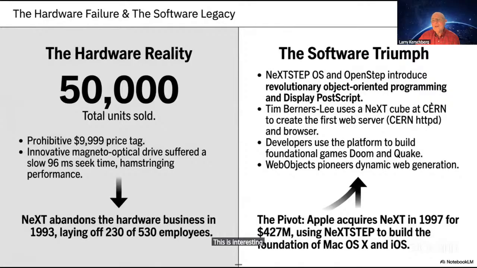This is interesting. Tim Berners-Lee uses the NeXT cube at CERN to create the first web server and browser. Developers use a platform to build foundational games like Doom and Quake. WebObjects pioneers dynamic generation. The pivot. Apple acquires NeXT in 1997 for $427 million, using NeXTSTEP to build the foundation of Mac OS and iOS. Did you know that? Bruce says yes, I knew that.